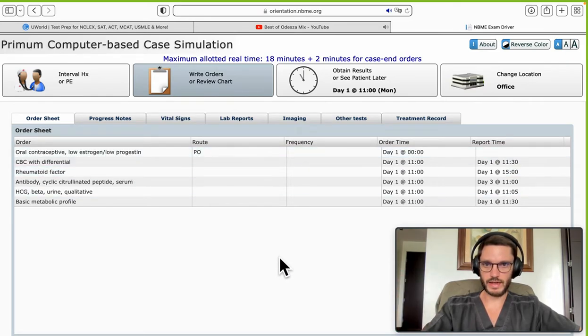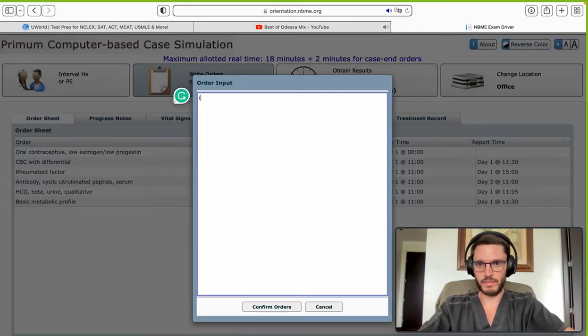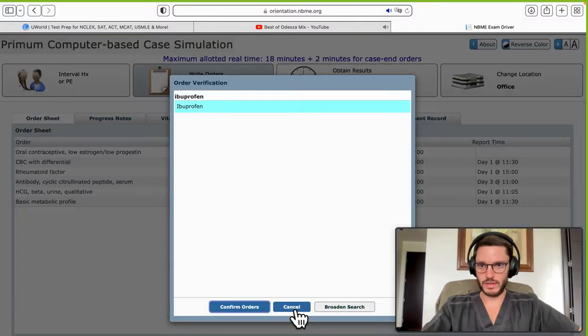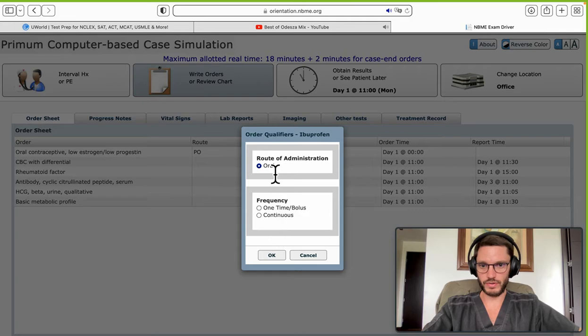I already asked for that. Now what should I do? Obtain results, probably. We're at the office, so I can send her home, or let's give her something for the pain. Ibuprofen, maybe? Let's see what happens. Confirm orders. Oral. Continuous. No, one time. It doesn't give me the chance to give it every X amount of hours, so it's not continuous, because one time, or let's see what happens.